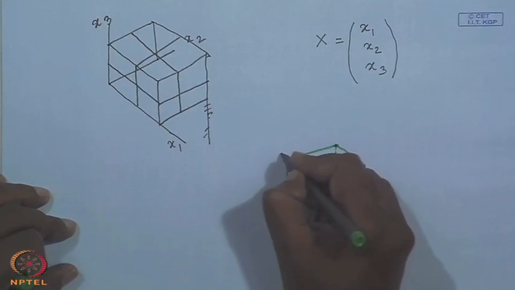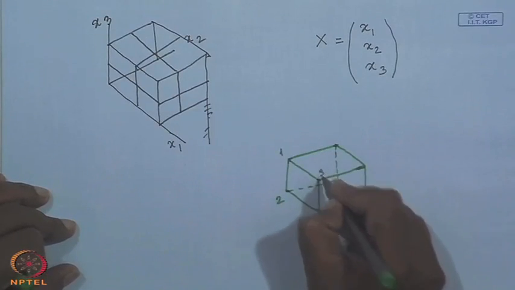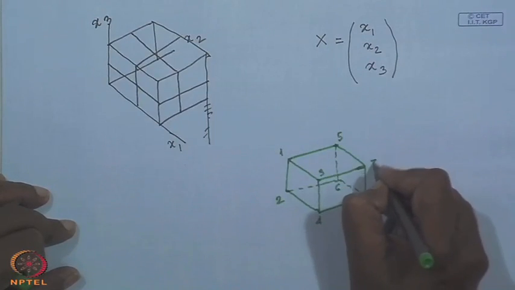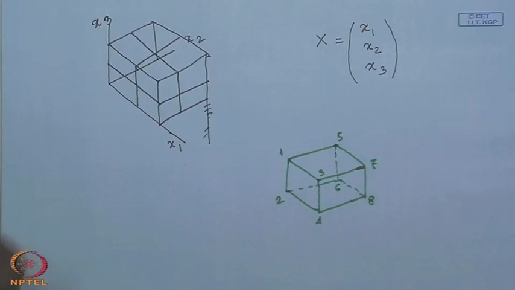The vertices are 1, 2, 3, 4, 5, 6, 7 and 8. So, these 8 vertices uniquely define this particular volume element. Now, we can take one advantage that because this volume element is a rectangular parallelogram, I need not specify all the 8 different vertices. Rather, if I specify only 2 vertices, then also my volume element is completely defined.